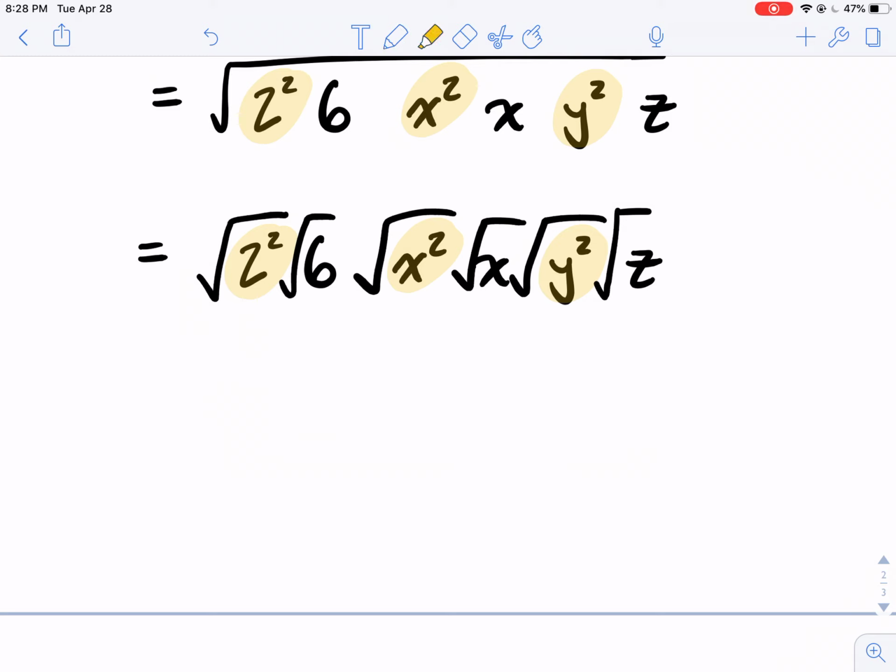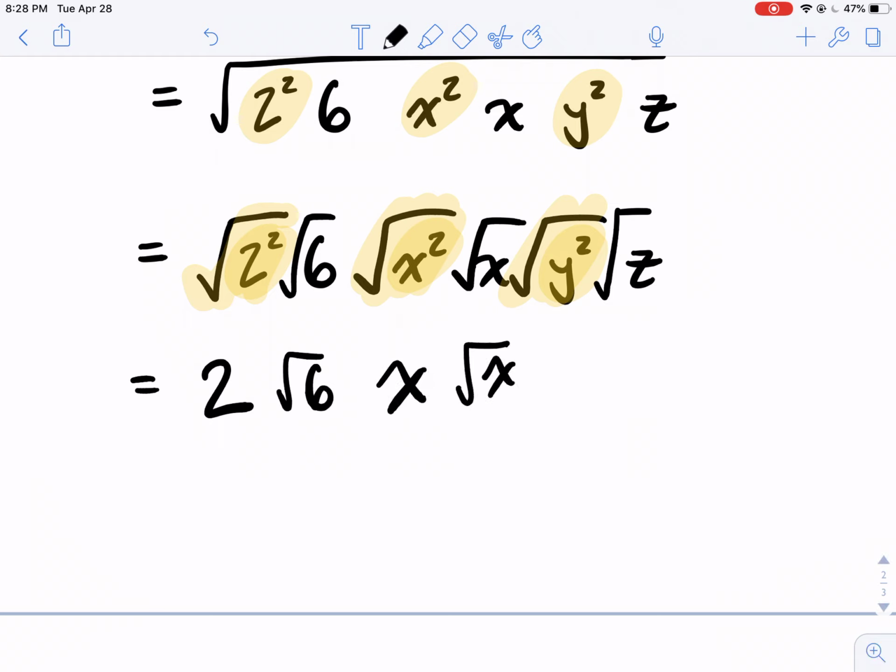Now each of these squares cancel out with their radical. So that gives us the square root of 2 squared is 2. Square root of 6, square root of x squared is x. And you have square root of x, square root of y squared is y. You have square root of z.